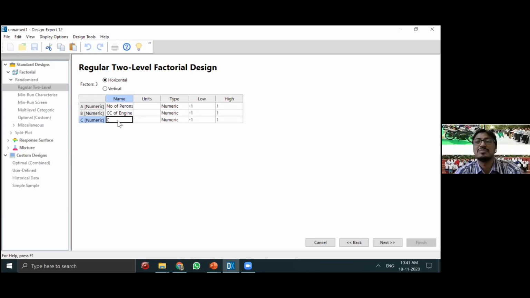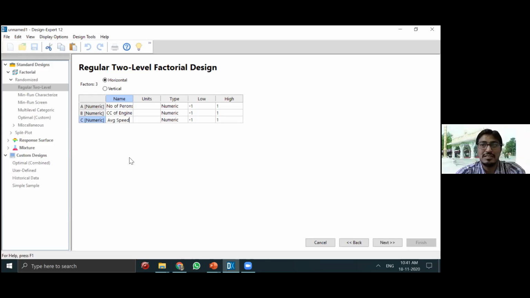Otherwise, what happens is once we go ahead, we can't come back. Again, we need to take a new design and then give all these things again. At the initial stage, it is fine. But when you have already given the responses and the design is there, then you have to do the complete process again. So firstly, you have to fix what names you want to mention on the graphs. So CC of an engine, and the last one was average speed. Hope everyone has done this.